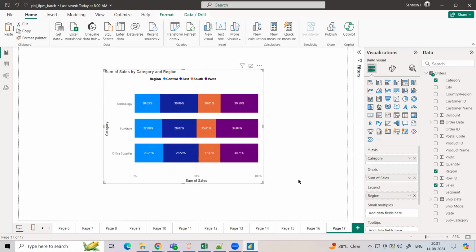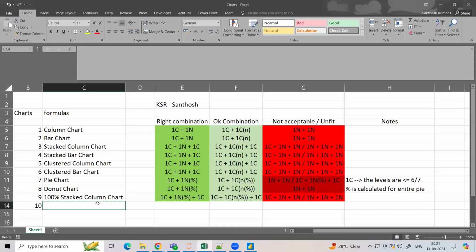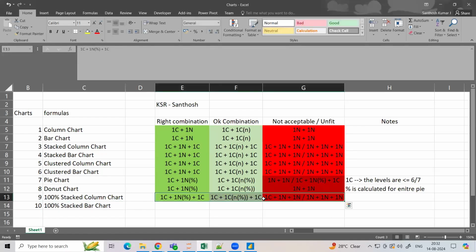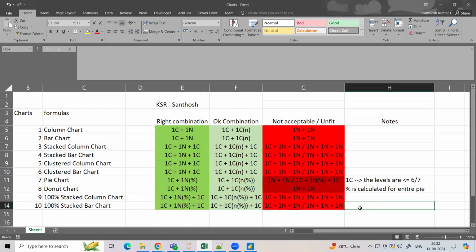Stack bar chart, bar column chart, bar chart, 100% stacked bar chart. Will anything change? No. Then what is the difference between this and this? Orientation. It is an orientation.